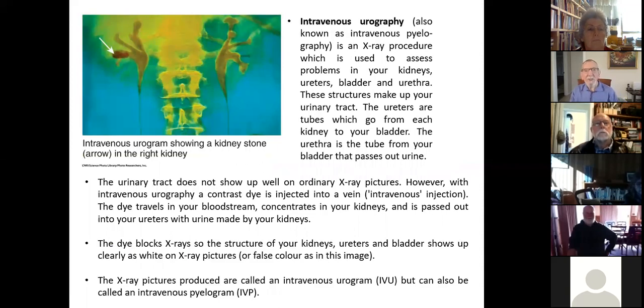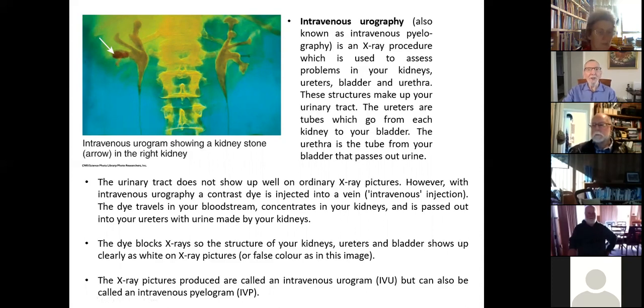Something similar to this is intravenous urography, where again, radiopaque material is introduced into the bloodstream. This is also known, as you can see, as intravenous pyelography. It's a wonderful name, isn't it? This again uses X-rays to produce an image in conjunction with an opaque dye. So these show up, and in this particular instance here, right here, is a significant kidney stone.